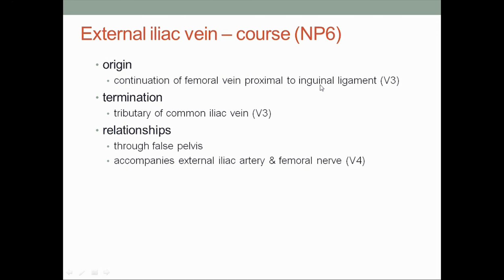To understand its relationships between those two points, firstly we can consider that once we're proximal to the inguinal ligament, we talked previously about the fact that that opening deep to the inguinal ligament communicated with the false pelvis, so not surprisingly we could say that this vessel travels through the false pelvis. And as it does so, it's accompanying the artery with the same name, so the external iliac artery, and as we'll talk about a bit later on, it's also going to be accompanying the femoral nerve.